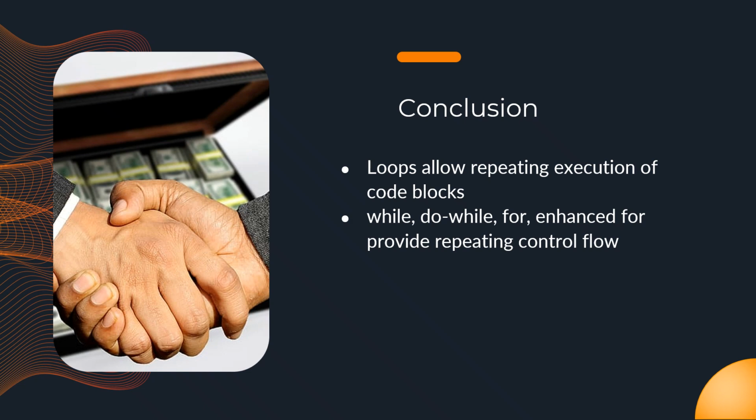Okay, so now we are ending our session. We have seen how repeated tasks are performed in Java. We have seen loops. So what are loops? Loops allow repeating execution of code blocks, and we have seen the while loop, do while loop, and for loop, and all these things we have already seen in this session.